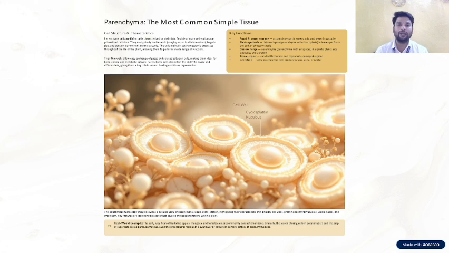Parenchyma cells also retain the ability to divide and differentiate, giving them a key role in wound healing and tissue regeneration. Certain key functions include food and water storage, accumulating starch, sugars, oil, and water in vacuoles. Then photosynthesis: parenchyma with chloroplasts is known as chlorenchyma, found in the leaves, which performs photosynthesis. Then gaseous exchange: specialized parenchymatous cells are known as aerenchyma.